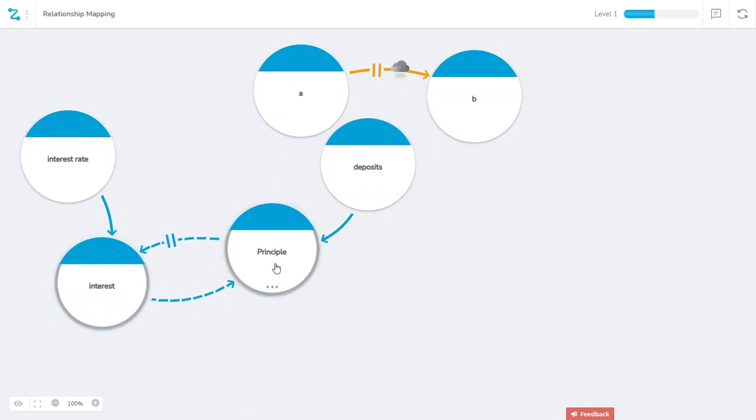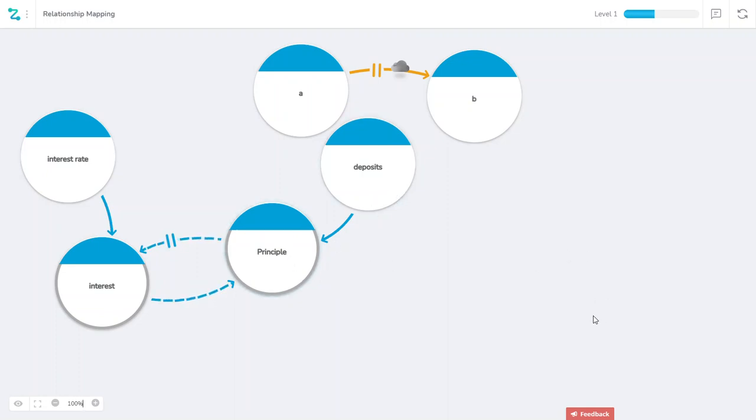Now notice that this became running ants. That's because Causality understood that this is in fact a loop, and if you come over here and look, it'll tell you that it is a loop and it's a reinforcing loop. Reinforcing loops are ones with zero or an even number of opposite relationships. So we've built a savings account.